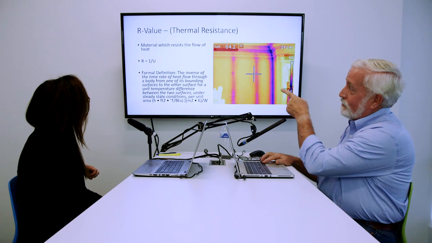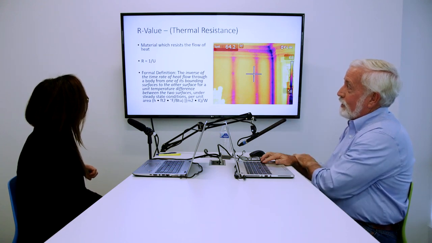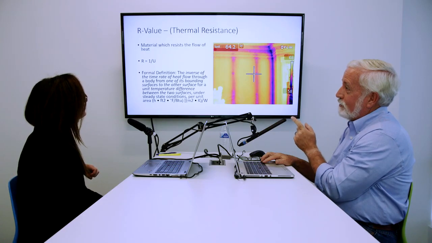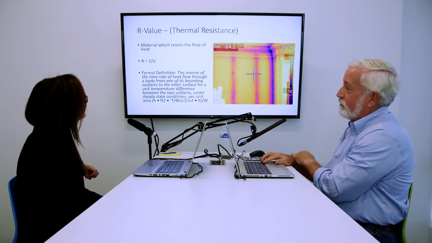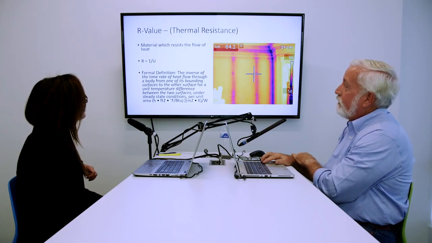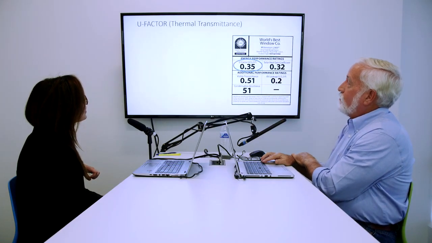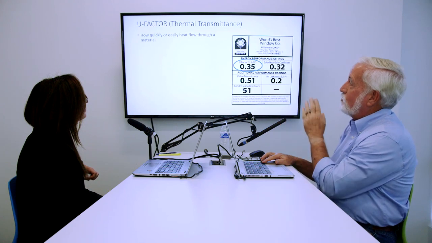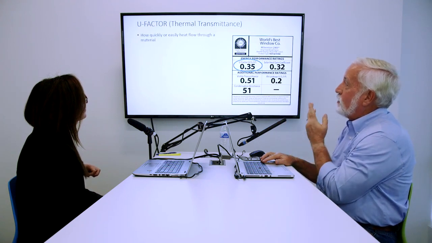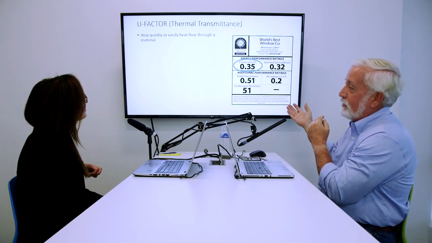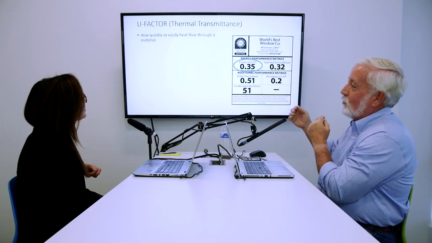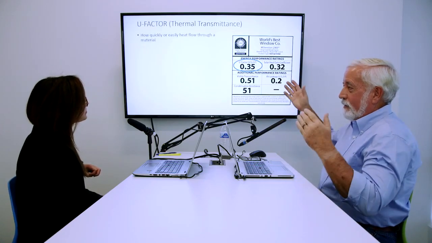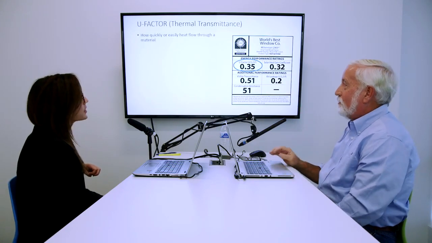And if you look at this, R equals 1 over U. And if you remember your math, if R equals 1 over U, then U is going to equal 1 over R. They're just reciprocals, or the inverses. So U factor, or thermal transmittance. The first one was thermal resistance. This one's transmittance. So a high U means that the heat flows real good. So it's the opposite. We want a low U or a high R. That makes sense, doesn't it?